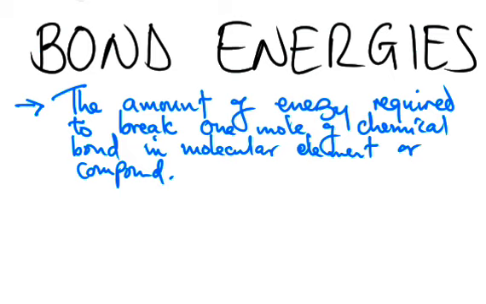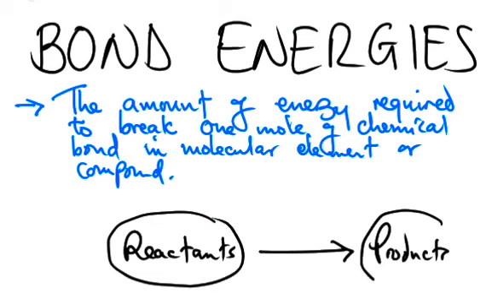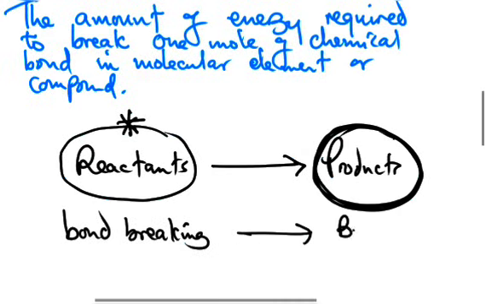In any chemical reaction, we are breaking the reactants and making the products. So in any chemical reaction, the reactants are broken and the products are made. These reactants rearrange themselves to give us new substances or new compounds. During a chemical reaction, all the bonds from the reactants are broken, and new bonds are formed when we form our products. So we have bond breaking to give us bond formation.